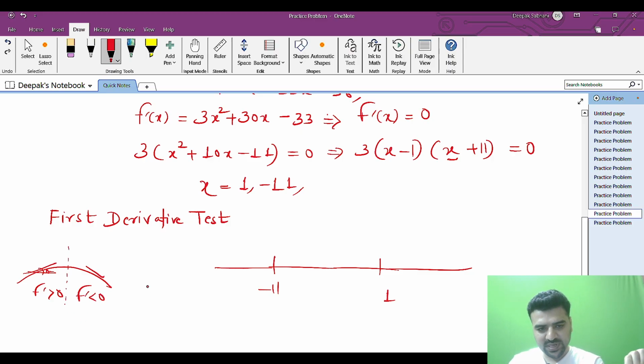Similarly, for minima, if you apply this test, on the left side f dash is negative, because theta is in the second quadrant, and on the right side f dash is positive. This is nothing but the first derivative test. I have written it for you just for recalling purposes.